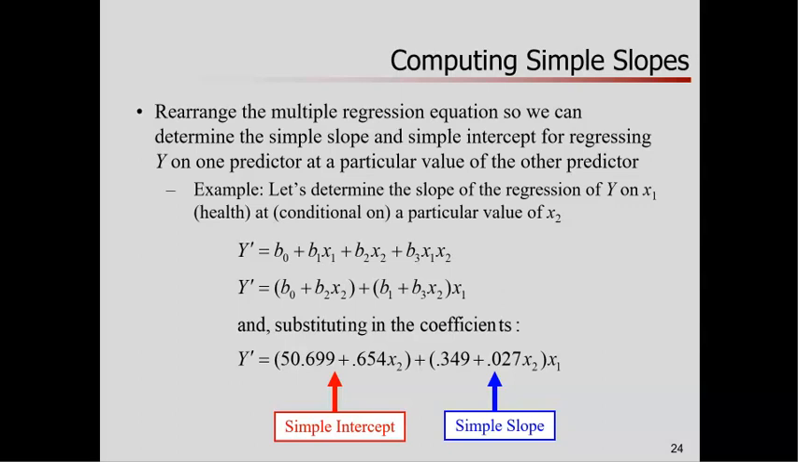Here, I'm plugging in the numbers from our example. b0 was 50.699, b2 was 0.654, b1 0.349, and b3 0.027. So in our example, this expression captures the simple intercept regressing y on x1. It is a constant with respect to x1. You got to tell me x2 in order for me to calculate it, but this expression does not change as a function of x1. This expression here is a simple slope for x1. It's the thing that multiplies x1 in a regression equation. And it is a constant with respect to x1. You got to tell me x2 in order for me to calculate a number here. So it's a function of x2, but not a function of x1.